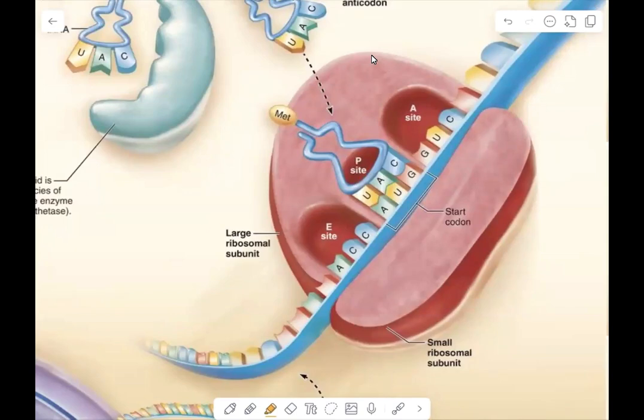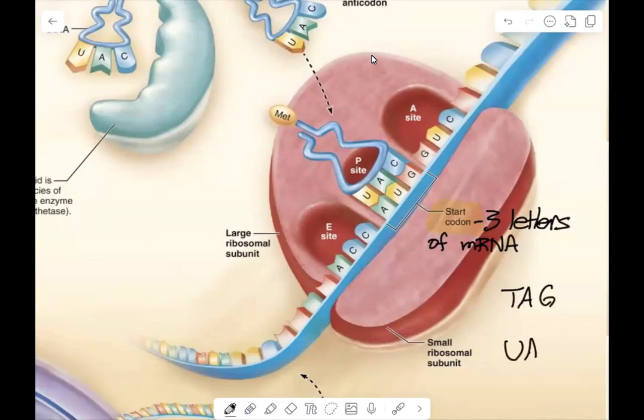each codon. The first codon it reads is what's called the start codon. But remember, what you need to know about a codon is that it's 3 letters of mRNA. And since it's RNA, you should know that it has U and not T. So if I had TAG and UAG, you should be able to tell me that this is DNA and this is RNA. So we have RNA here with the U and DNA here with the T.